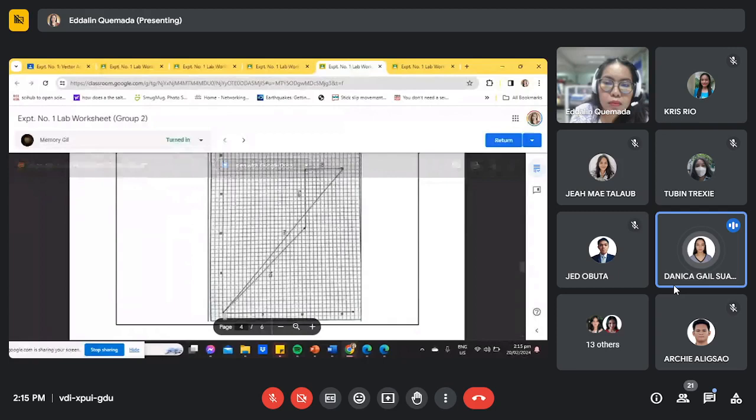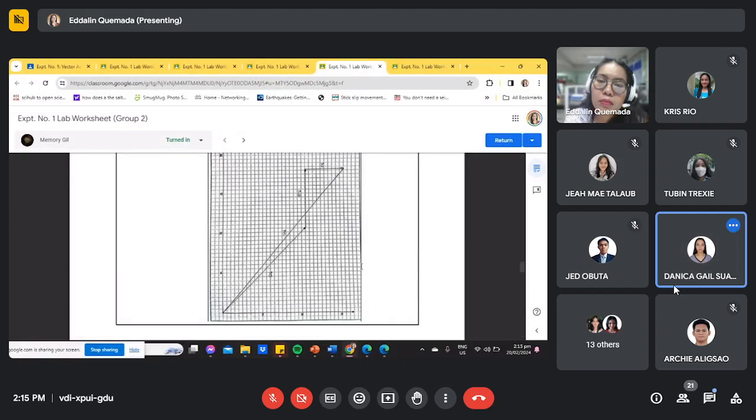Okay, yes. And then, miss, for the resultant, we used the calculator, so it's automatic. Its magnitude is 23.9 meters, and its direction is 49.2 degrees north of east. We notice that the 49 degrees is higher than vector A, since that one is only 45 degrees.